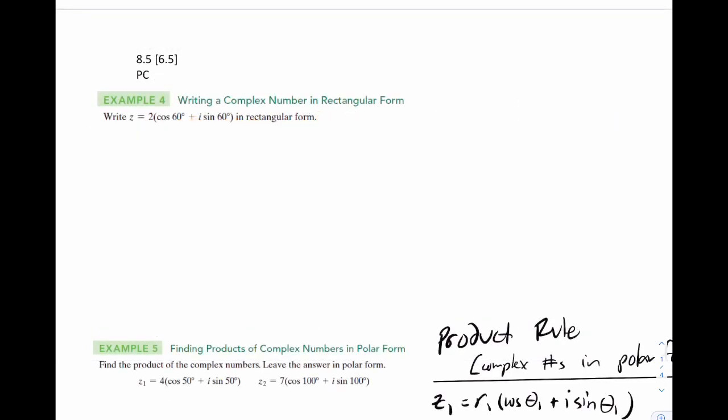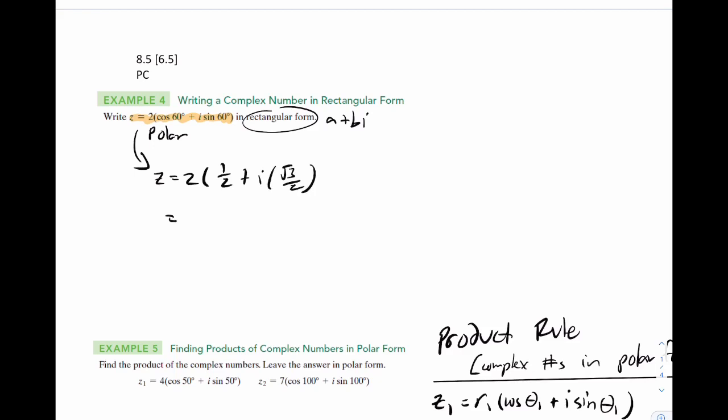So for our next example, notice how it just says write a complex number in rectangular form, which means this is our polar form right here. There's polar. Our goal is to get to rectangular. And rectangular, recall, is just a plus bi. So let's just do basic trig. 2 cosine 60 is 1/2 plus i sine 60 is root 3 over 2. Let's multiply. That's just 1 plus i root 3. Or some people write 1 plus root 3 i. Both of these are perfectly fine for me. And you're done.